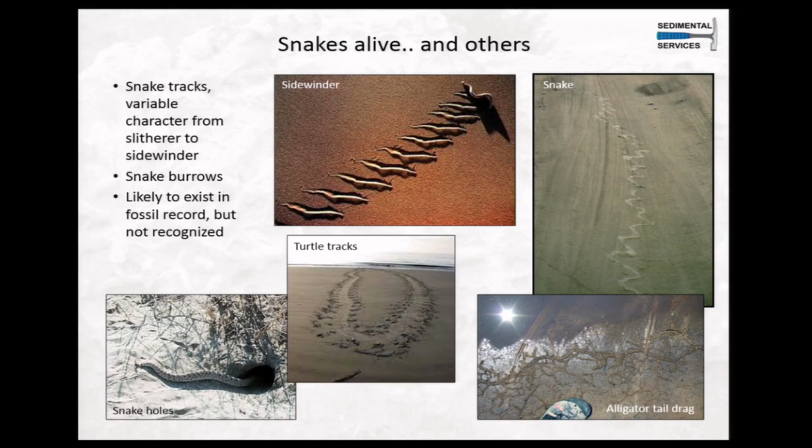in my opinion. These are alligator drag marks, tail drag marks here, as the alligator was going into a pond down in Florida. And then we've got these turtle tracks here as well, where the turtle has come ashore, probably to lay its eggs. And then I put this one in here because this is a not very brilliant photo, but a photo I took of a snake going into its burrow. And this is another thing that I haven't seen in the fossil record, but they must be there somewhere. Snake burrows must be there somewhere.